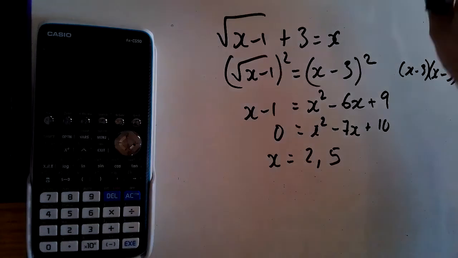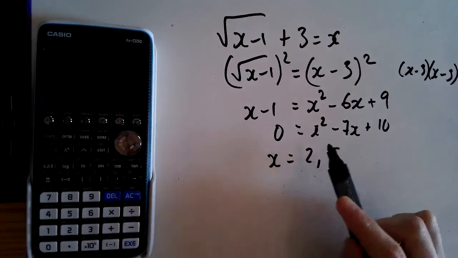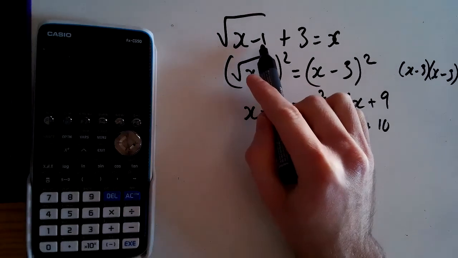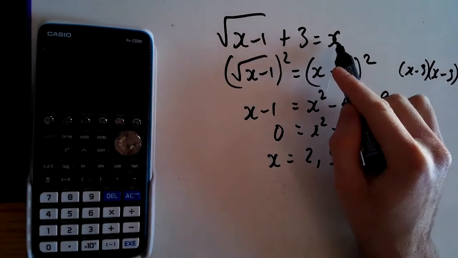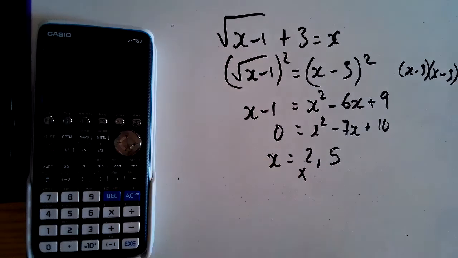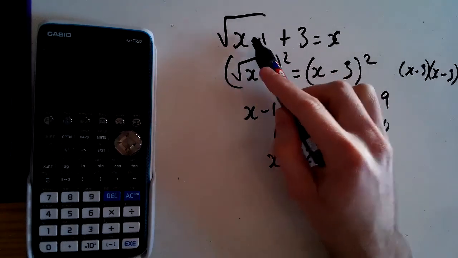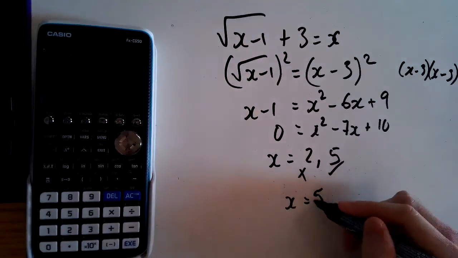Now remember, whenever we square something, whenever we start with the square root, we need to double check our answers work. So if I sub 2 into here, I get 2 minus 1 is 1, root 1 is 1, 1 add 3 is 4, that doesn't equal 2. So x equals 2 doesn't work. 5 minus 1 is 4, root 4 is 2, 2 add 3 is 5, so 5 does work. So my only answer is x equals 5.